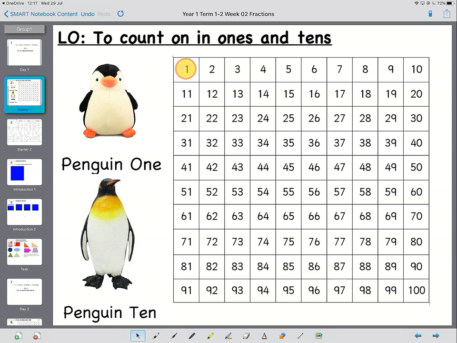Okay, so as last week, we're going to be counting on using penguin 1, which means we go up 1, and penguin 10, meaning we go down. We count on 10 each time, because remember, if you count on 10, as I'm going to demonstrate, 1, 2, 3, 4, 5, 6, 7, 8, 9, 10, you go across. So from 1, if we count on 10, we go to 10, which is down, and that's why we go down when we count on in tens.